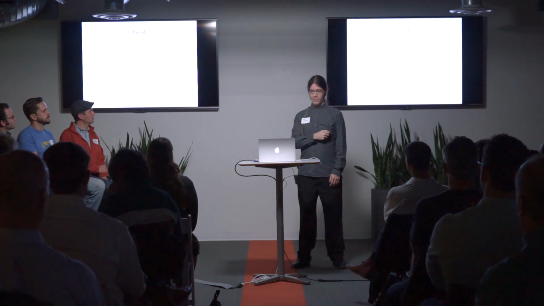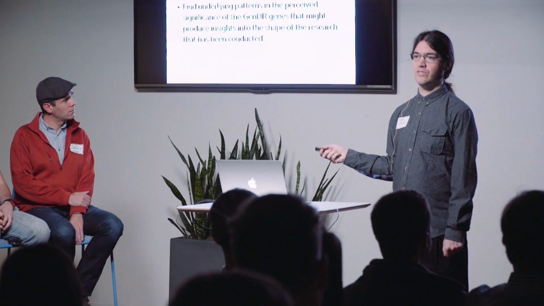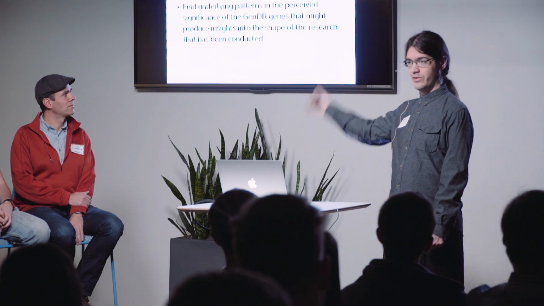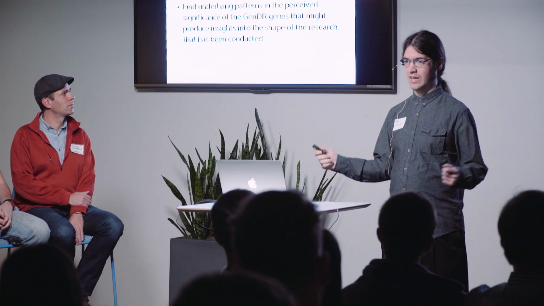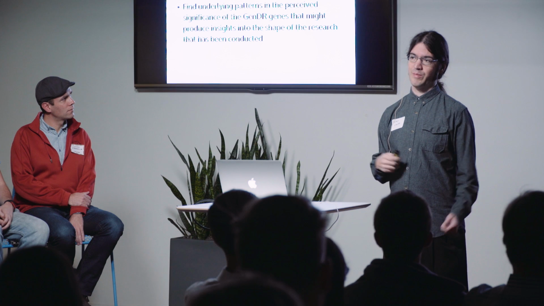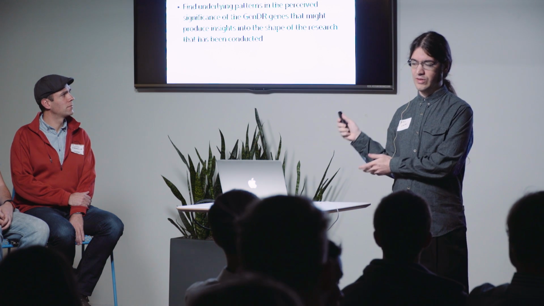So my goal was to take the GeneRIF text for these genes that are thought to be related to the dietary restriction effects and GeneRIF text from a whole bunch of other genes that don't necessarily have anything to do with it, and build a model that could predict, based on the GeneRIFs, whether or not a gene might be relevant to this problem, with the goal of maybe being able to look at the unrelated GeneRIFs and find genes that were not in the GeneDR database but maybe still could be in the GeneDR database. And my secondary goal was to do some clustering on specifically the GeneDR GeneRIFs and see if I could find some interesting categories, maybe shed some light on the research that's been done, maybe find some holes in the shape of the research that's been done so far.